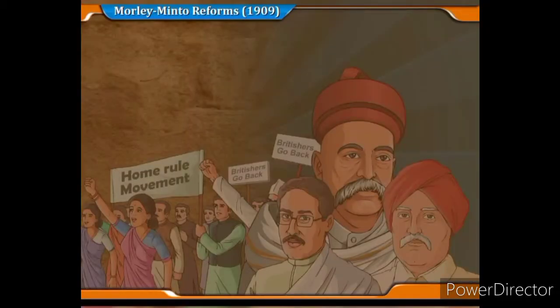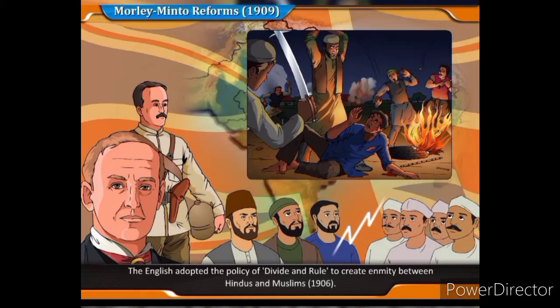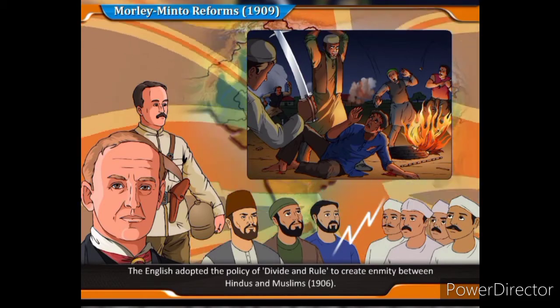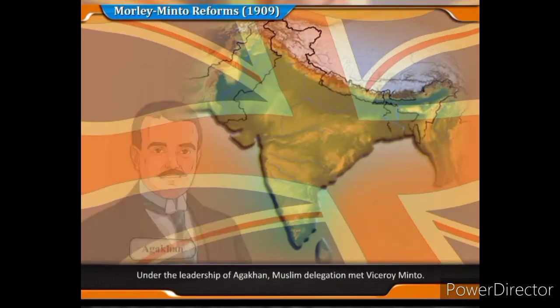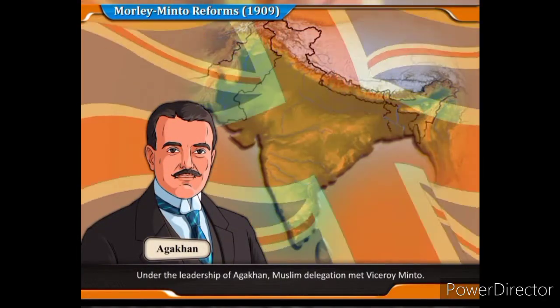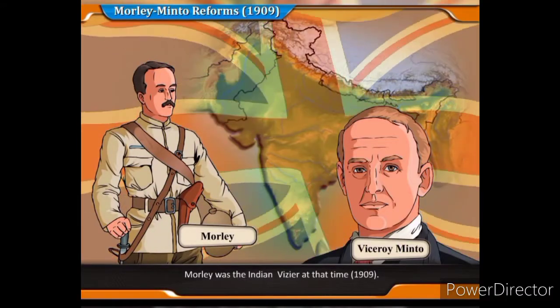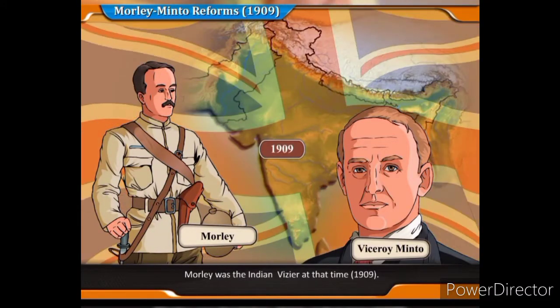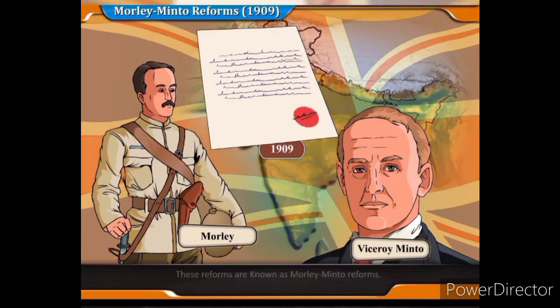Morley Minto Reforms, 1909. The English adopted the policy of divide and rule to create enmity between Hindus and Muslims. In 1906, under the leadership of Aga Khan, a Muslim delegation met Viceroy Minto. Morley was the Indian Secretary of State at that time. In 1909, these reforms, known as the Morley Minto reforms, were introduced.